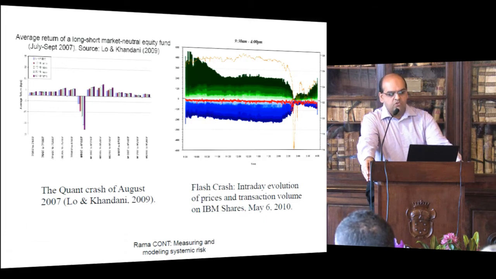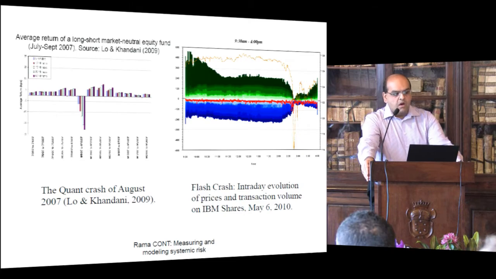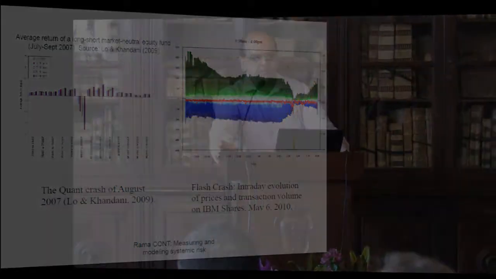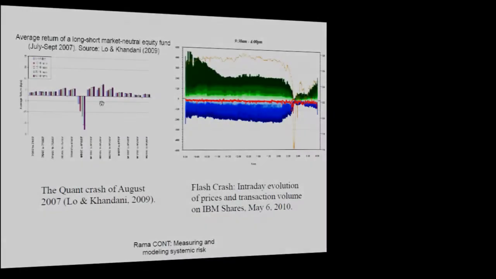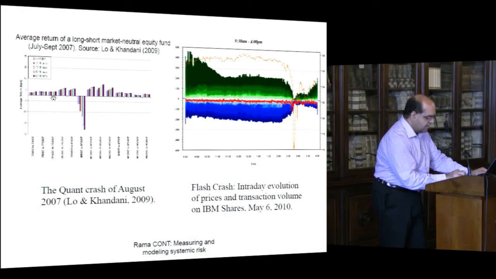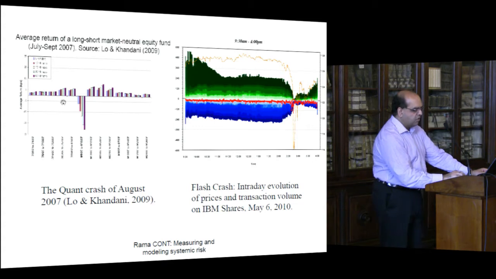What you see on this graph is, for each week from July to the end of August 2007, a bar chart indicating the returns over a very specific time scale of a typical long-short but market neutral equity fund. Over each week, so here is 1 week, here is the next week, and so on, the returns are computed over 5 minutes, 10 minutes, 60 minutes, and so on.